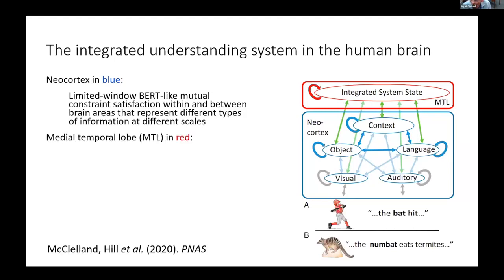So basically, this slide is just showing this idea: the limited BERT-like mutual constraint satisfaction networks within and between brain areas in the cortical system, representing different types of information, not just visual and auditory, but other sensory modalities as well, together with the medial temporal lobe system, which would allow fast learning, and the bidirectional connections shown here in green that would allow projection of patterns into that system for storage, and queries to be used to retrieve information for later use.